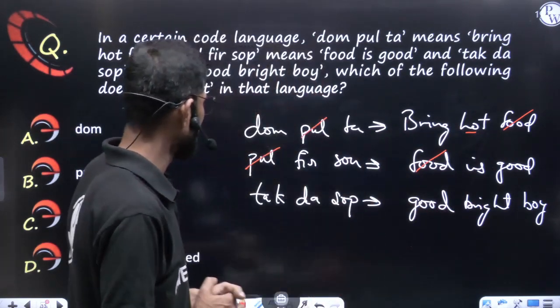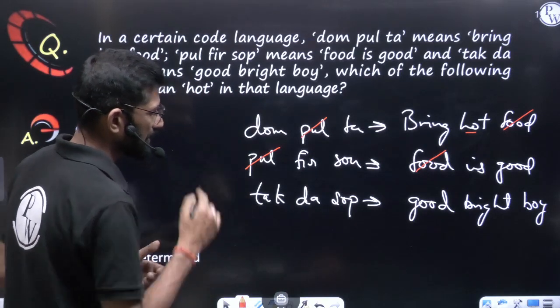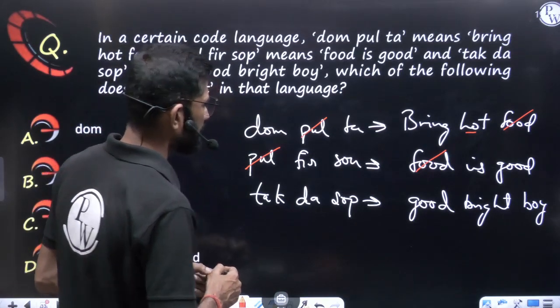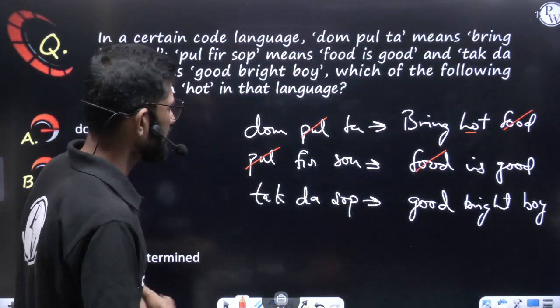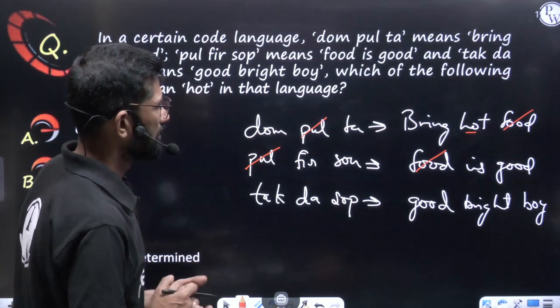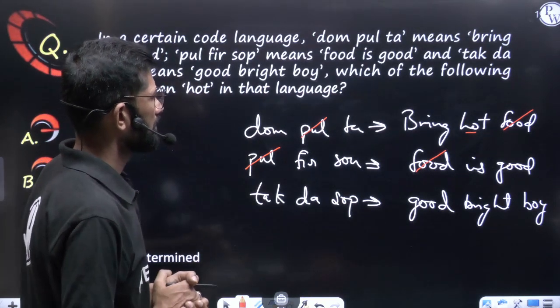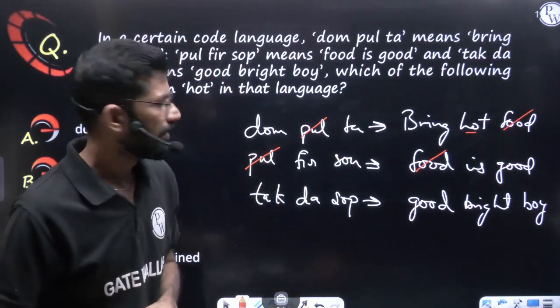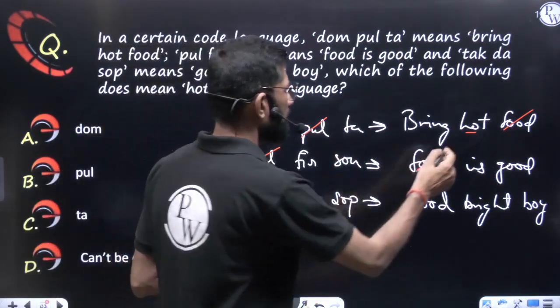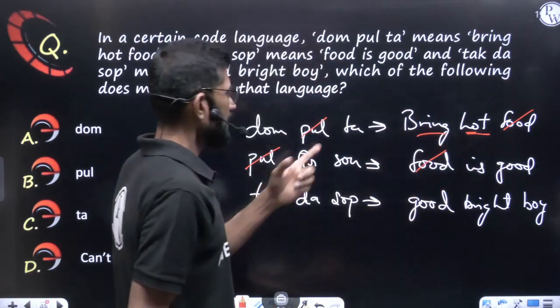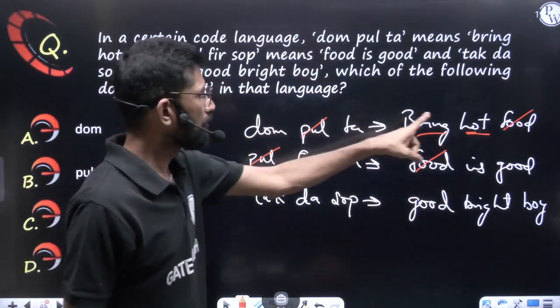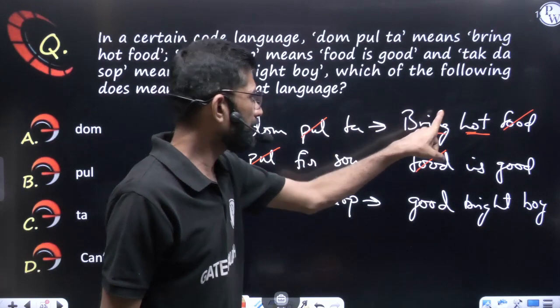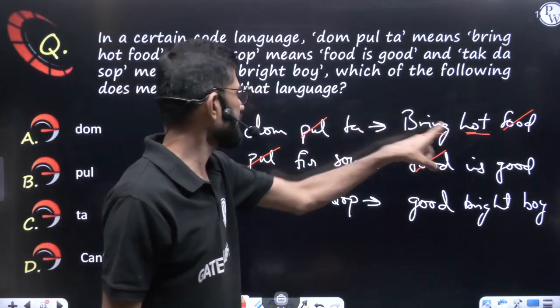Nothing is common. Can I compare second and third? Second and third, if you can find, what is there? Nothing is common. So my dear friend, only for food we got the code, which is "pul". But do we know the code for bring and hot? No. For bring, if it is "dom", for hot it will be "ta". And for bring, if it is "ta", for hot it will be "dom".